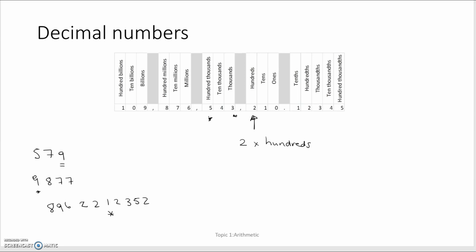So if you look at the number system here, and then back to the decimal point, it's ones, tens, hundreds, thousands, 10,000s, and so on. It's going up in powers of 10, and from the decimal place onwards it's going down in powers of 10.